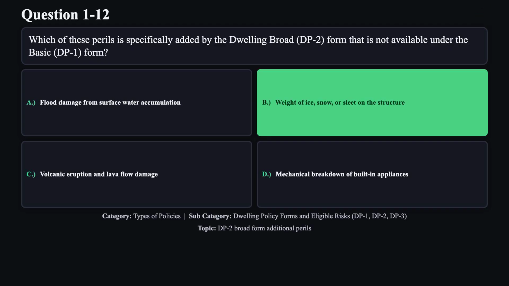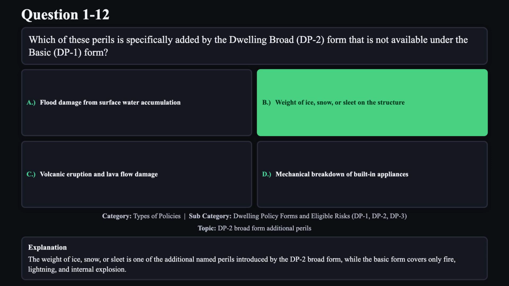The correct answer is B. The weight of ice, snow, or sleet is one of the additional named perils introduced by the DP2 broad form, while the basic form covers only fire, lightning, and internal explosion.